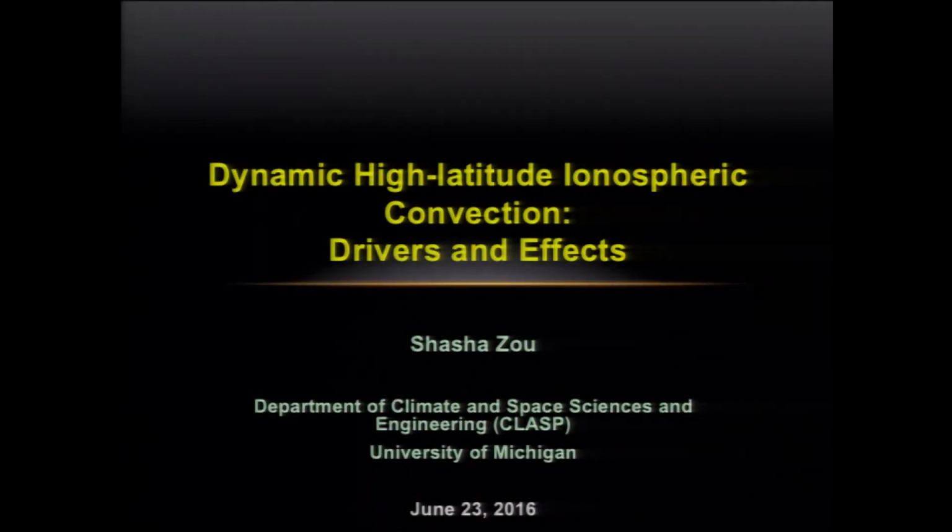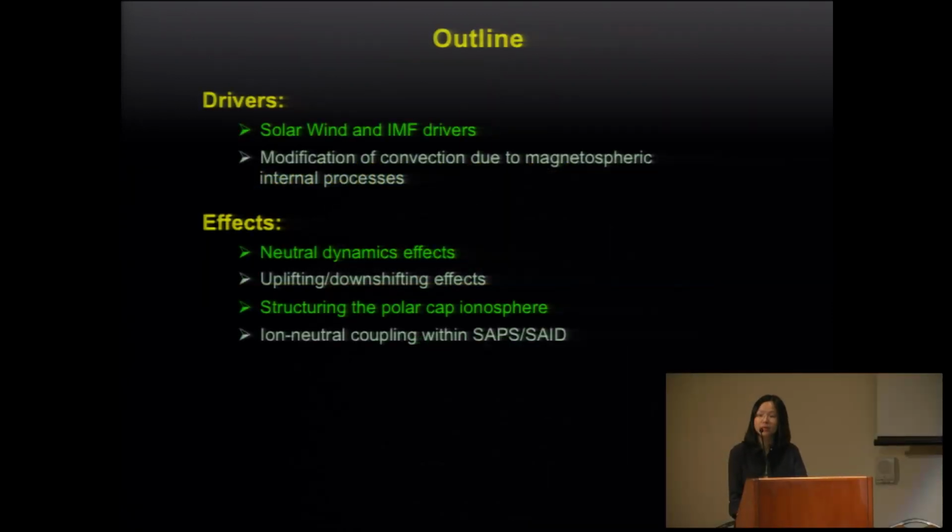Okay, so I'm going to talk about the dynamic high-latitude ionospheric convection, its drivers and effects. I will talk about the solar wind and the IMF as the external drivers for determining the basic convection structures. I will also talk about the modification of the convection patterns due to internal magnetospheric processes. In terms of the effects, I will cover 4 aspects. The first one is more global, the neutral dynamics effects. And the other 3 are more regional, but I organized them from the day side to the night side, so bear with me.